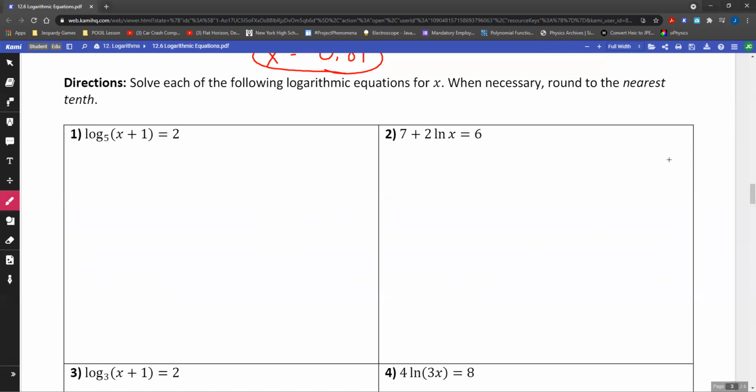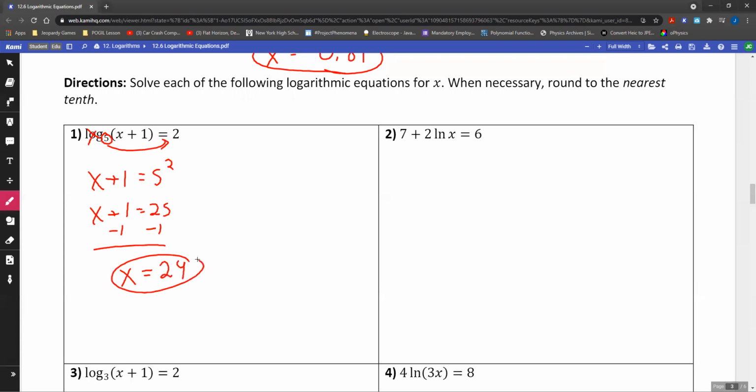Here, I can leave this combined for now. So I'm going to move the 5 over to here, drop the log. We get x plus y equals 5 squared. This simplifies to x plus 1 equals 25. Subtract the 1 over, and we get x equals 24.